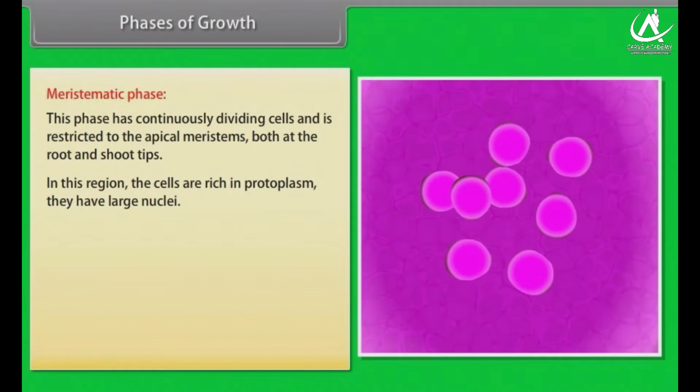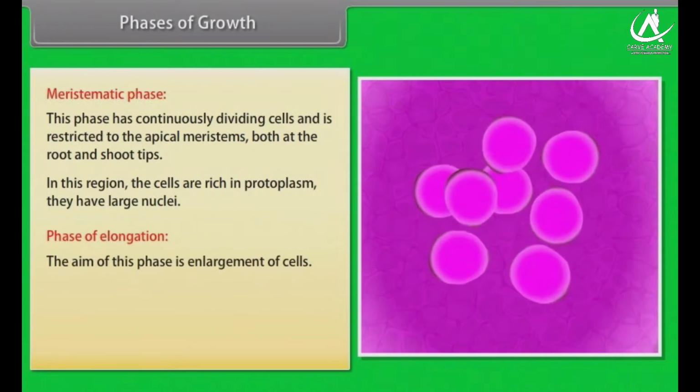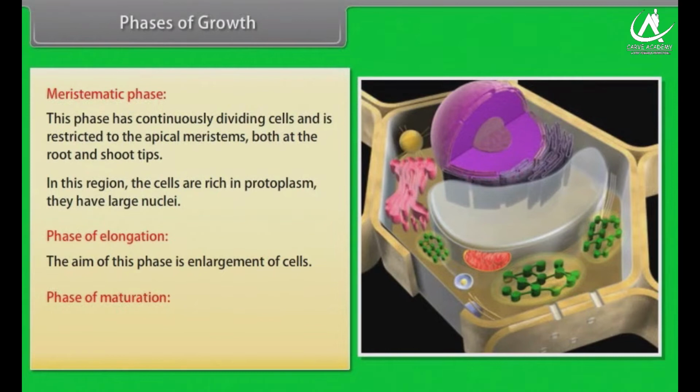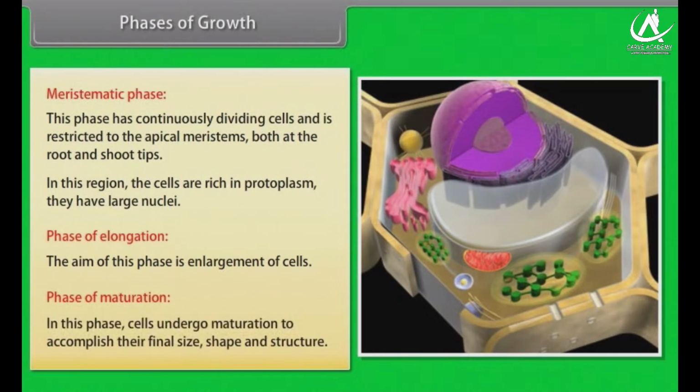They have large nuclei. Phase of elongation. The aim of this phase is enlargement of cells. Phase of maturation. In this phase, cells undergo maturation to accomplish their final size, shape, and structure.